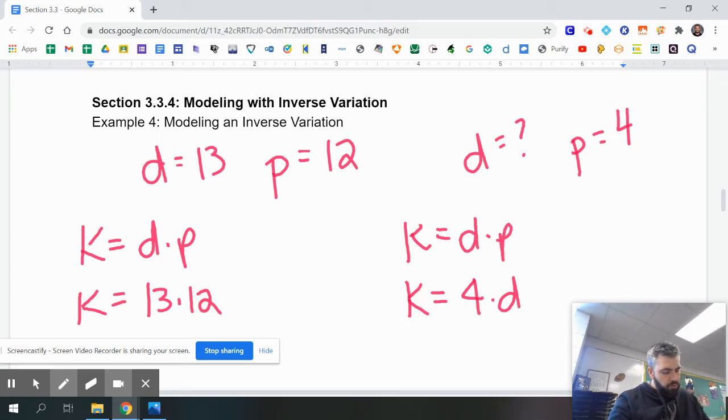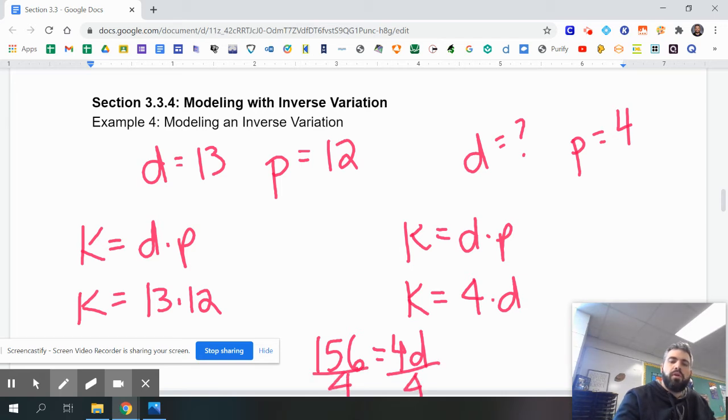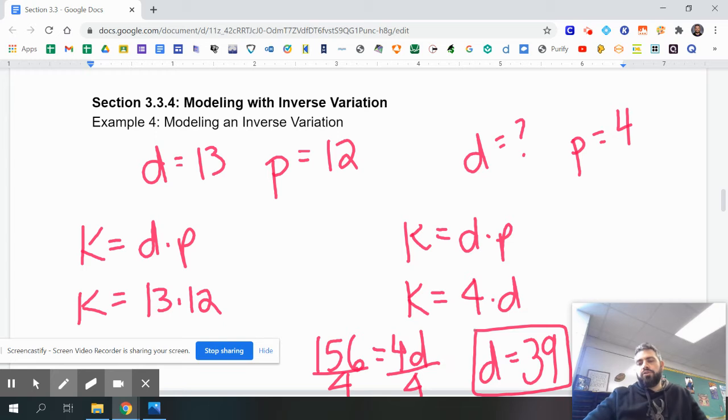And so 13 times 12, if you didn't know that off the top of your head, like I didn't, is 156 equals 4d. Divide by 4, divide by 4, and d is going to be 39. So significantly longer for 4 people to harvest wheat fields. Okay?